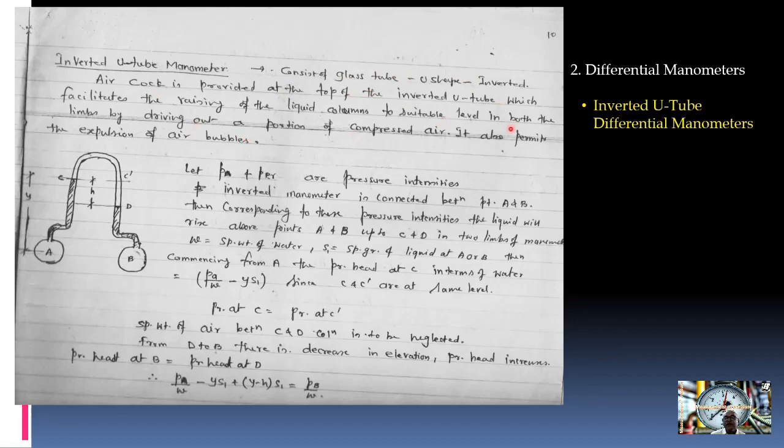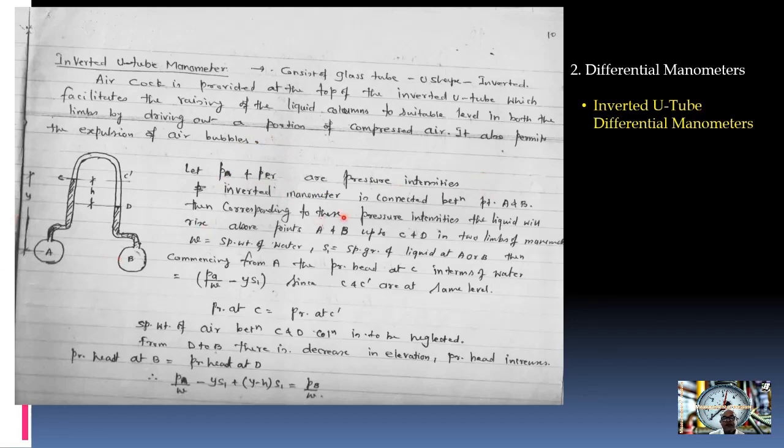raising the liquid columns to a suitable level in both the limbs, by drawing out air through the compressed air portion. It is very sensitive and is used when we want precision in pressure difference. So at that time these inverted U-tube differential manometers are employed. So again PA and PB are the two pressure intensities. The inverted U-tube manometer is connected between A and B here.